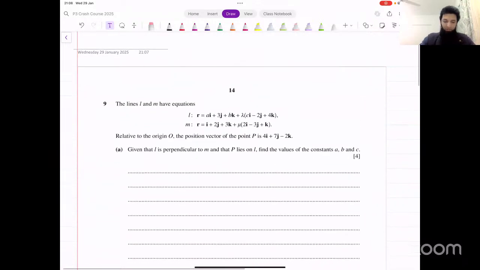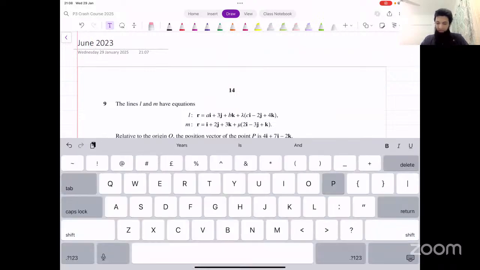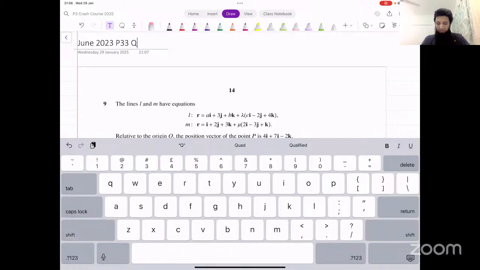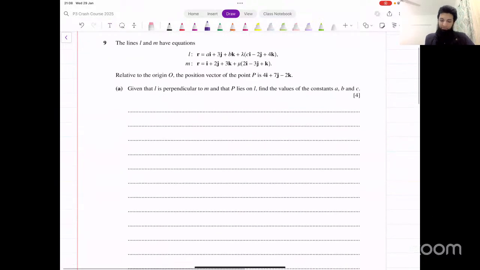Okay, so this is from a recent paper. This is June 2023, paper 3.3, question number 9. Let's try this one. The lines L and M have these equations. Relative to the origin O, the position vector of the point P is this. Given that L is perpendicular to M and that P lies on L, find the values of the constants A, B, and C.